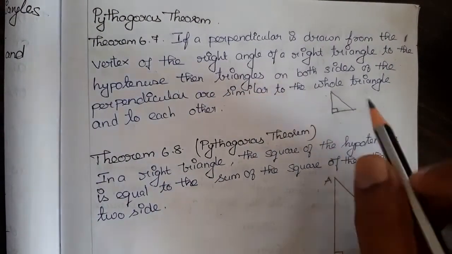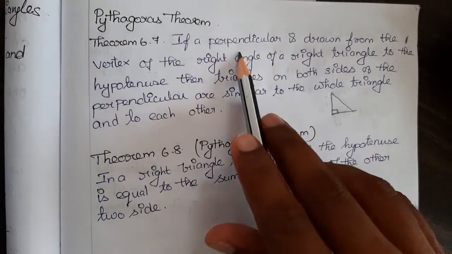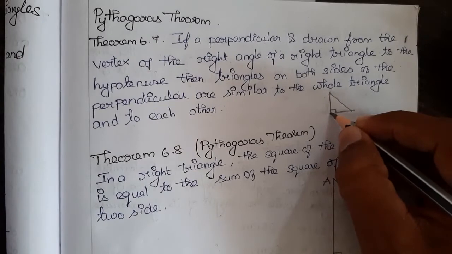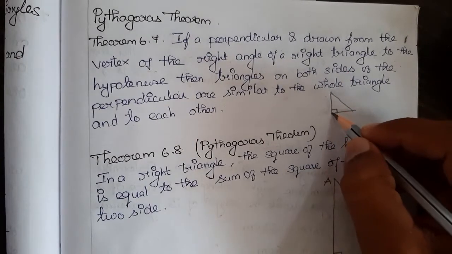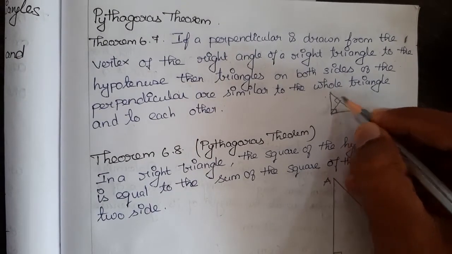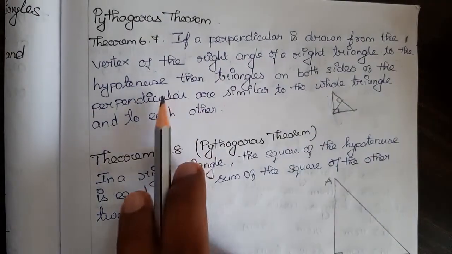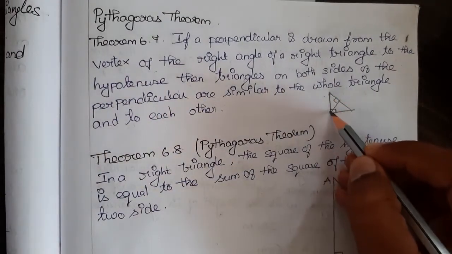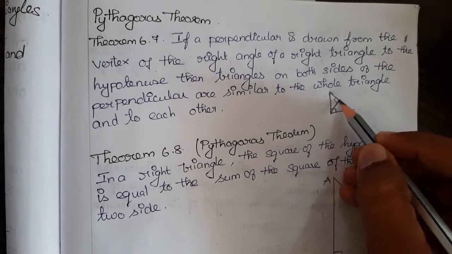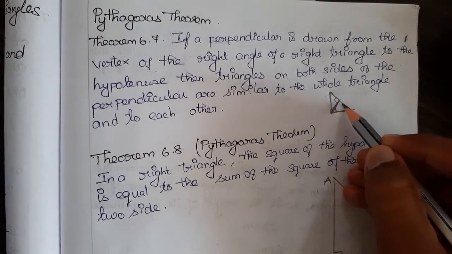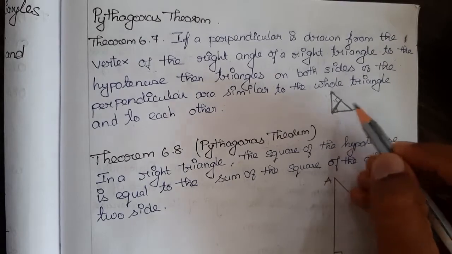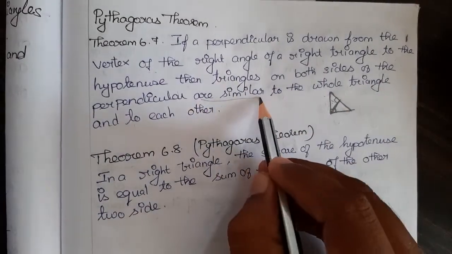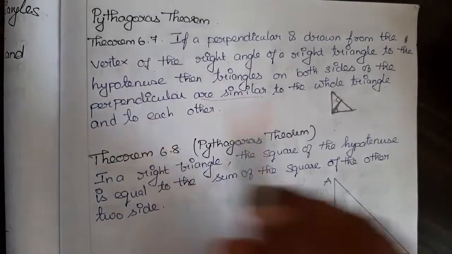and this is the right angle and the vertex, we are drawing a perpendicular from the vertex of the right triangle. So this is the vertex of the right triangle at the right angle to the hypotenuse. From here I am going to draw one more perpendicular, then the triangles on both sides of the perpendicular. On both sides you can see a triangle, right? This is one triangle and this is another triangle. You can see both triangles are similar, and both are similar to the whole triangle and to each other.